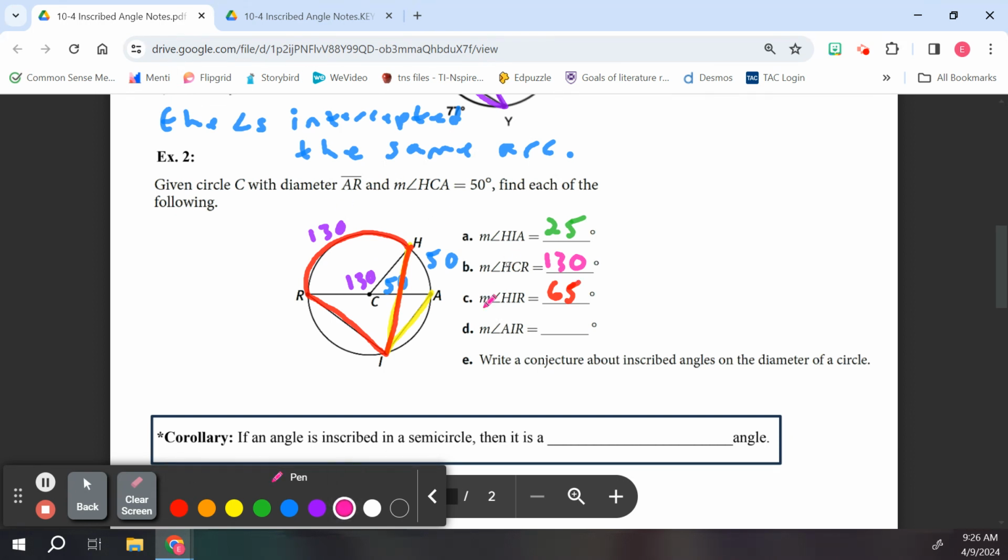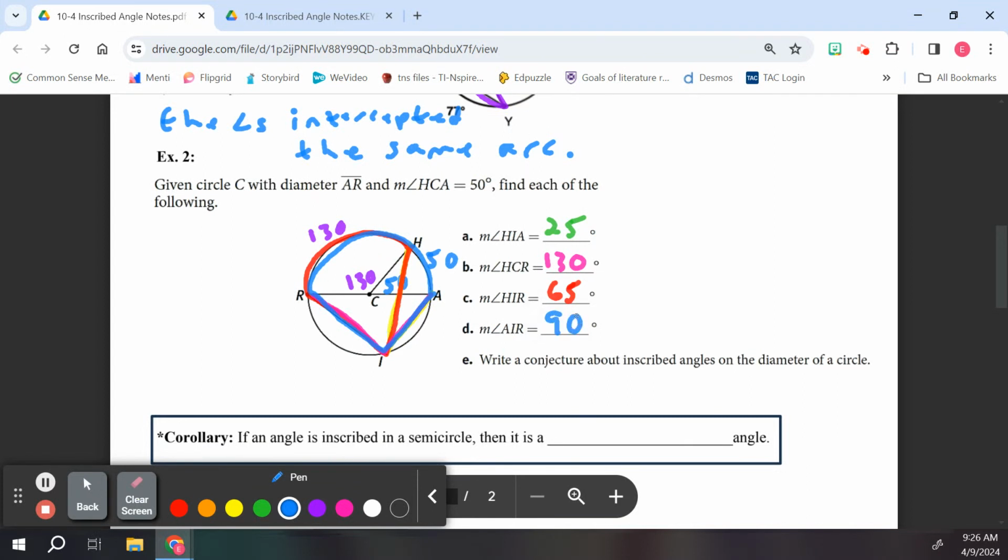And then lastly, we have AIR. So A to I, let me get a different color. Sorry about that. A to I to R, and it's intercepting this whole arc. Now, this is a semicircle, so this whole arc is 180 degrees, which makes this angle what? 180 divided by 2 is 90.